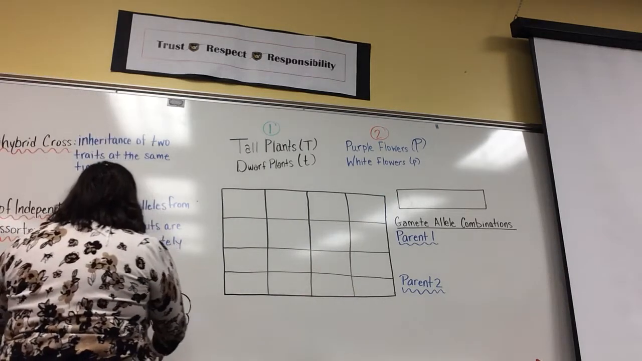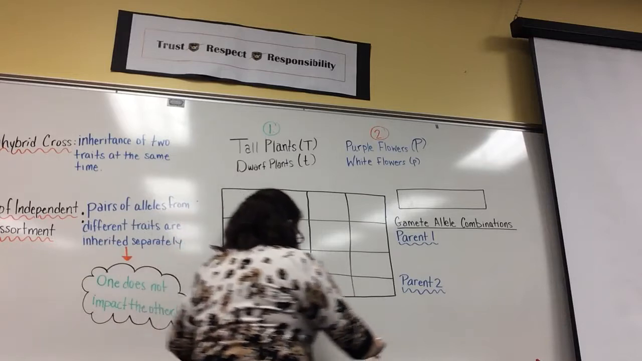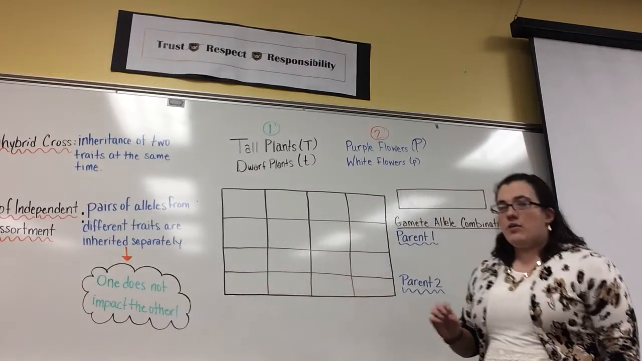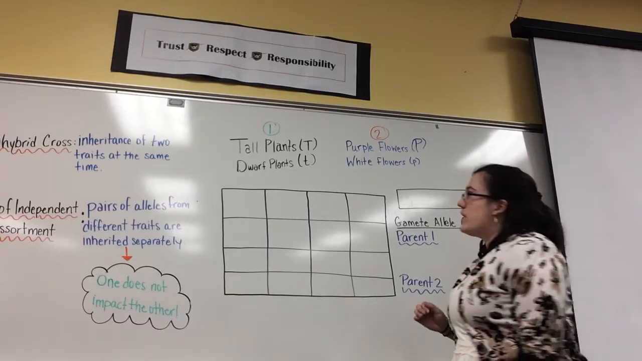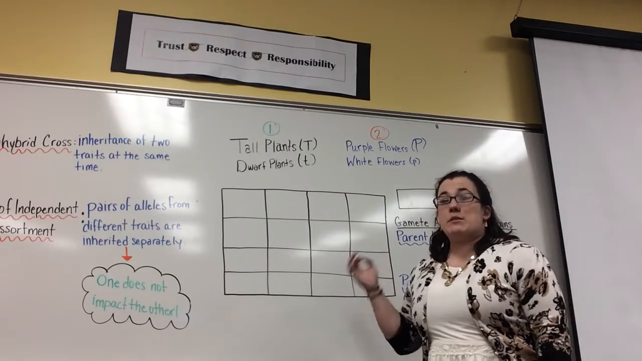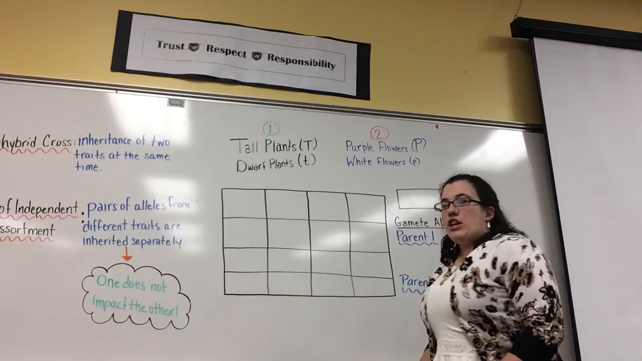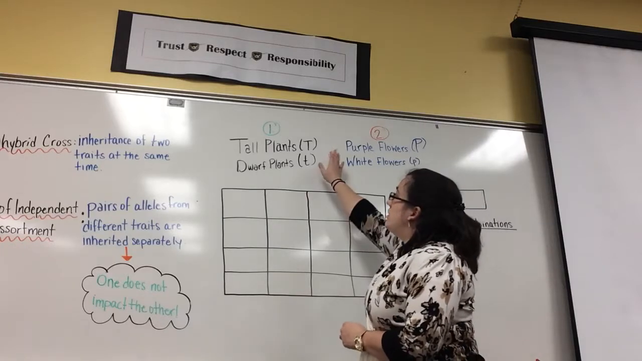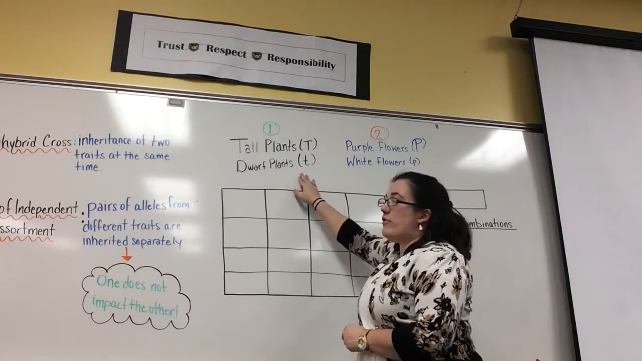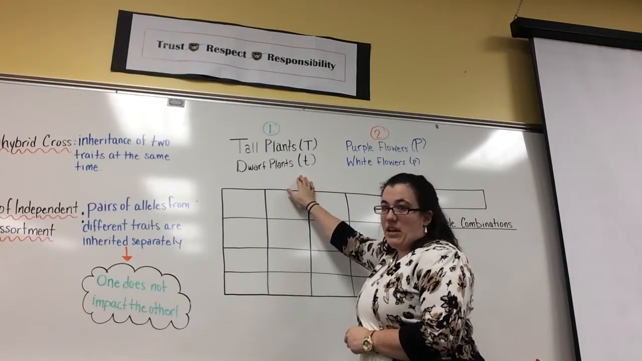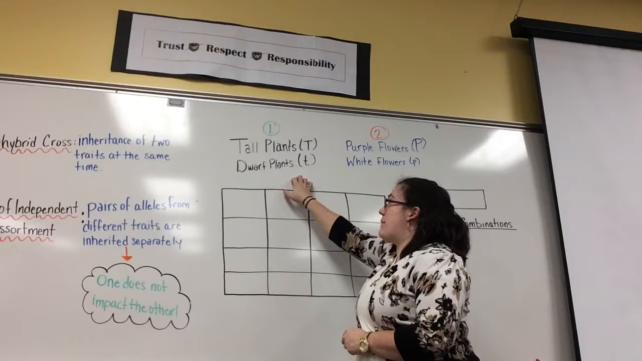Okay, so we're going to do an example, and we're going to talk about flowers. In this specific breed of flower, you have tall flowers, which is dominant, to dwarf plants, which is recessive. So that's the first trait we're going to be talking about.